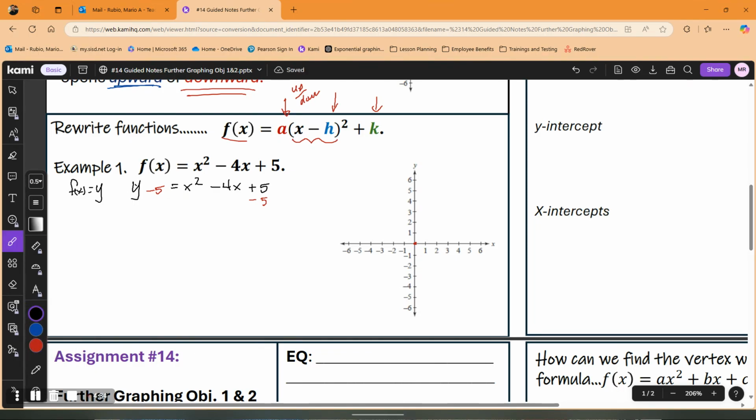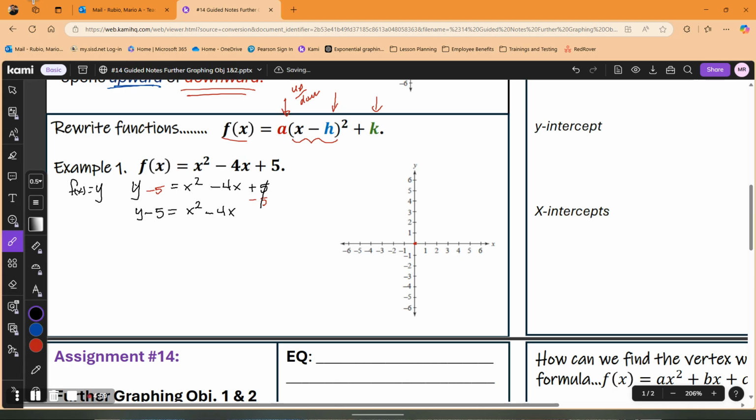If you need to review this process in detail, go back to, I don't even remember what assignment it would have been, but it would have been from the last 9 weeks on completing the square. It's on methods for solving quadratic equations. You're going to see why we do this here in a bit. So y minus 5 equals x squared minus 4x.